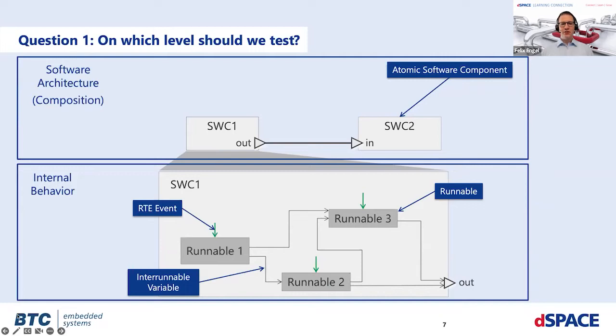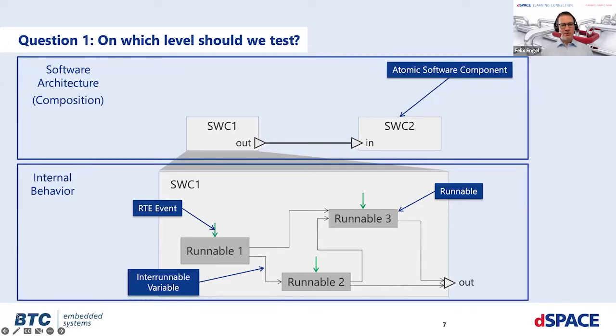And also there are RTE events. RTE is the runtime environment. So this is the AUTOSAR runtime that triggers the runnables. So there's a special method in AUTOSAR also to decide when things start. And now the question really is, which of those levels, the architecture, the internal behavior, the software component, the runnable, where should I test? What's the optimal solution for most efficient workflow?